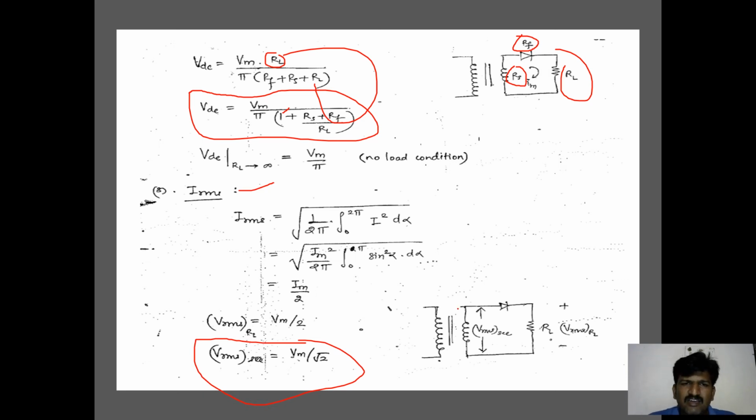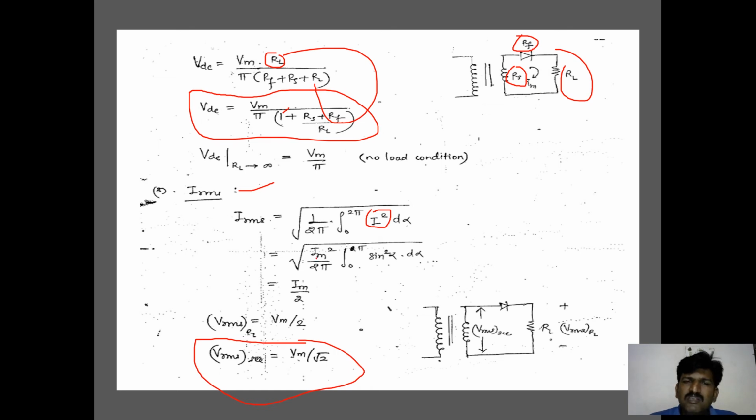Basically, you can write the equation for the IRMS calculation: square root of 1 by 2 pi, integral 0 to 2 pi, I square d alpha, where alpha is equal to omega t. Here I is nothing but the current passing through the circuitry, which can be written as I equals Im sine omega t, with omega t replaced by alpha. But in the equation it is I square, so you can write Im square sine square alpha.